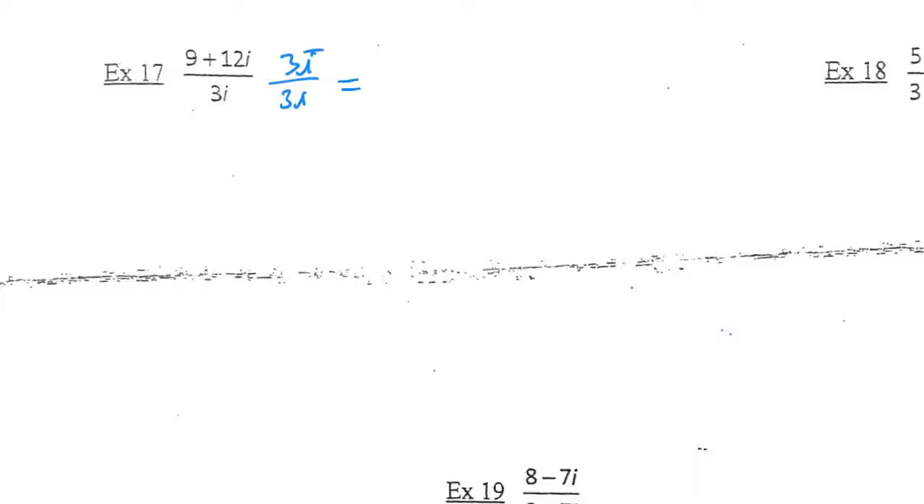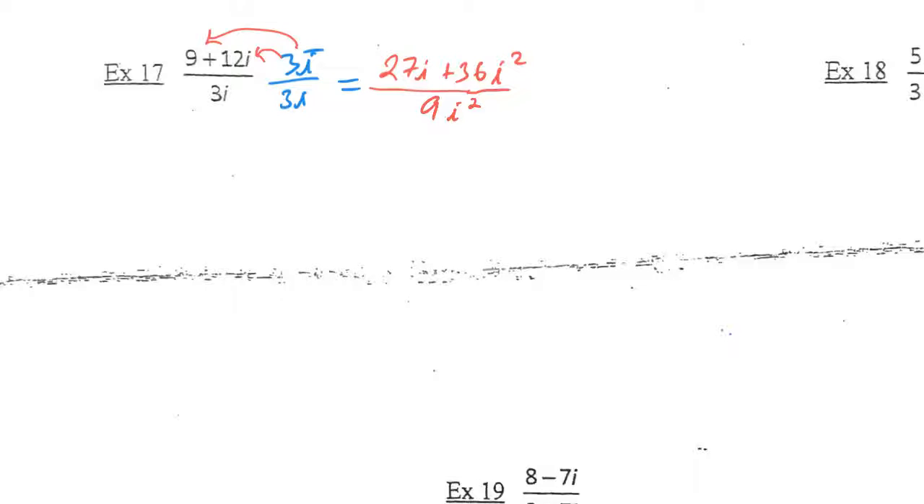Now when we do that, this numerator we've got to distribute, right? The 3i has got to multiply times the 9 and times the 12i. So 3i times 9 is 27i, and 3i times 12i is a positive 36i squared. All right, I just distributed that 3i into both of these terms. Now that denominator, 3i times 3i, that is going to be a 9i squared.